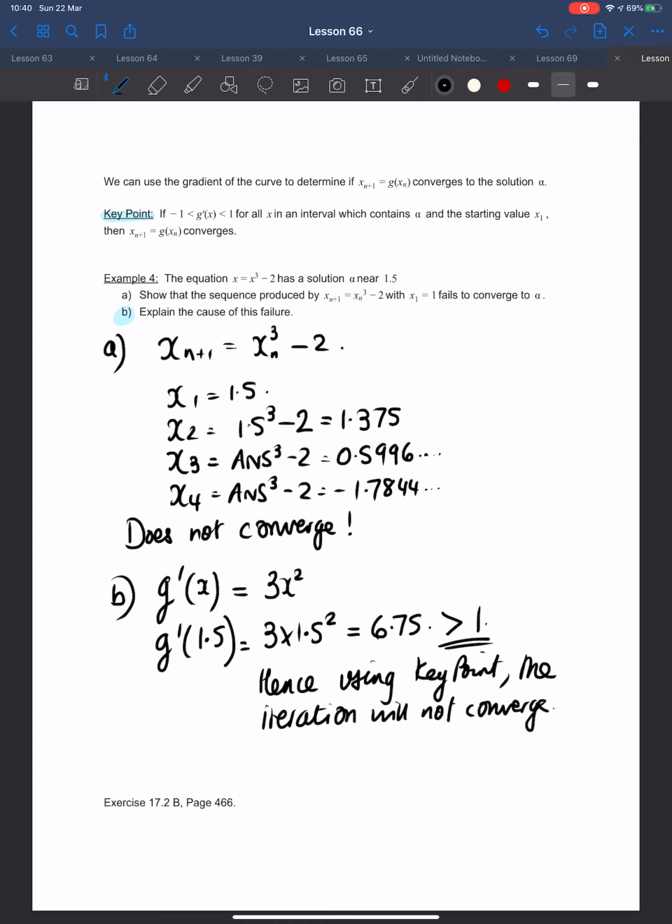I slightly paused because that does say x1 equals 1, and I started with 1.5, but you still get a similar answer. It'll just be different numbers, and I don't want to do the whole of this video again just for the sake of that. But this one, you can see that answer on page 466 of your textbook, so you can check the details there. But you'll see it's exactly the same, and part B isn't affected by that.